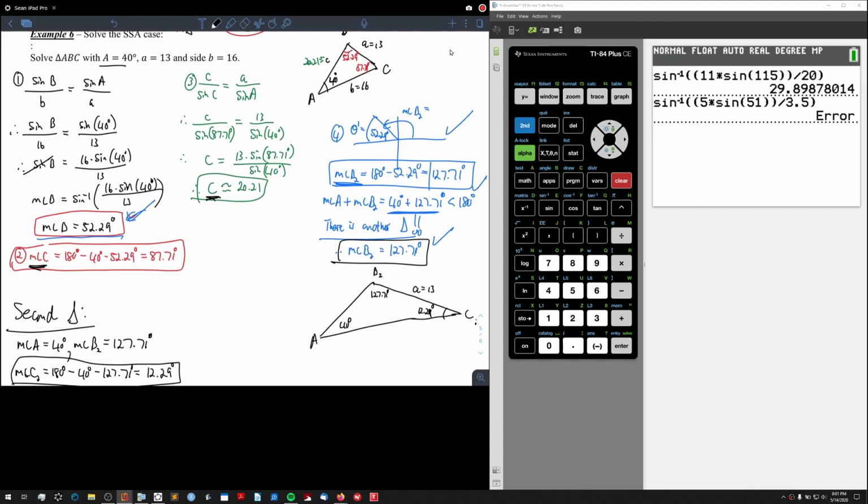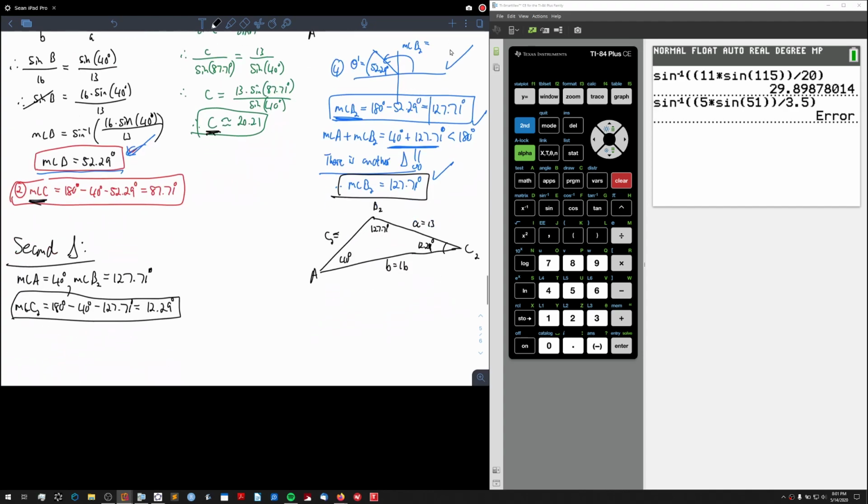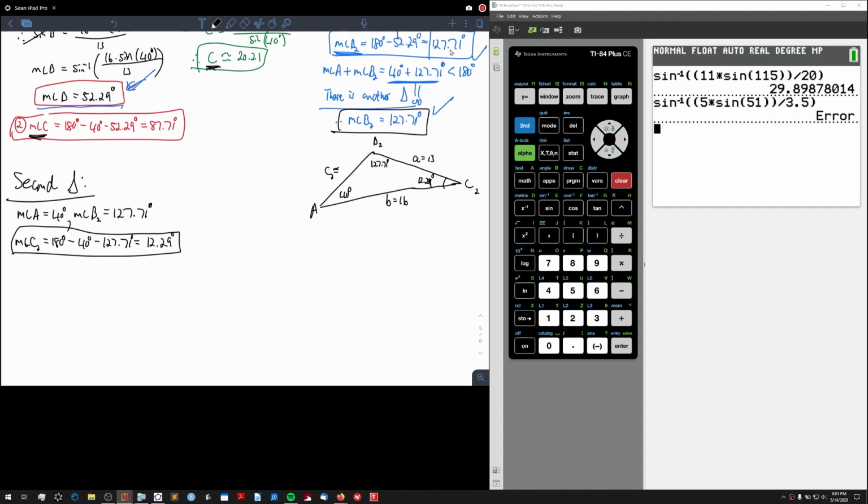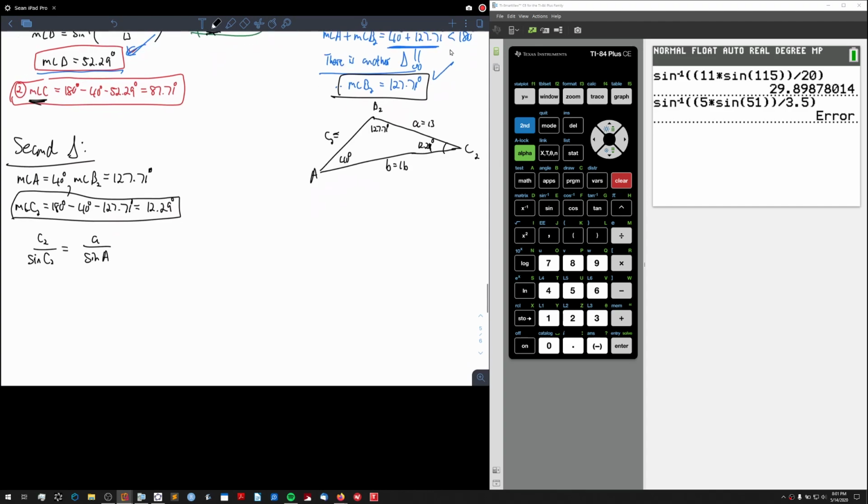So side A still has to be 13, side B still has to be 16, but I have to find side C2. That's all I have to do now. So how do I find side C2? I say side C2 over the sine of the angle I just found, angle C2, equals, and then just use the information you were given in the beginning, A over sine A. Don't change that. Side C2 over the sine of 12.29 degrees equals A, which was 13, over the sine of 40 degrees.